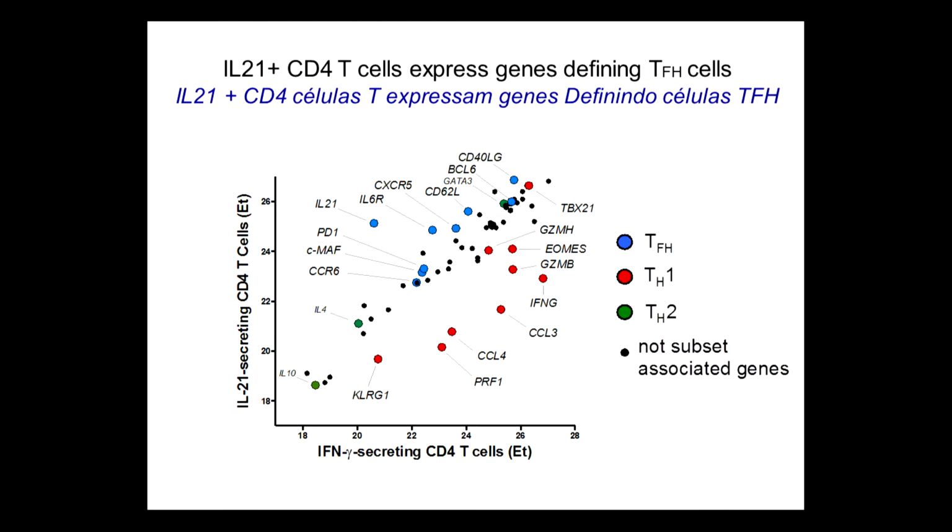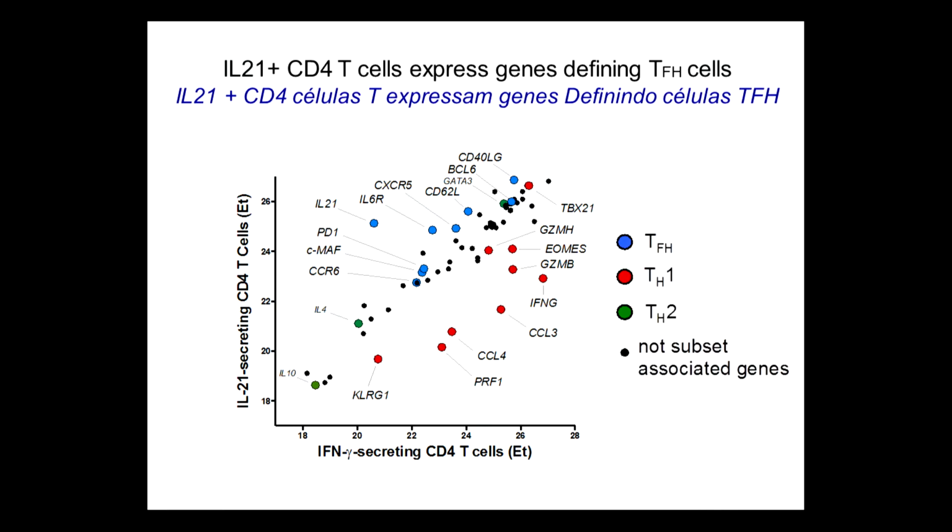And the IL-21 secreting cells are transcriptionally expressing markers that have been implicated to be associated with T follicular helper cells. So here, the IL-21 secreting cells are expressing the transcription factors BCL6, c-Maf, but also PD-1, CXCR5, CD40 ligand, or IL-6 receptor. So transcriptionally suggesting that they have a T follicular helper cell phenotype.